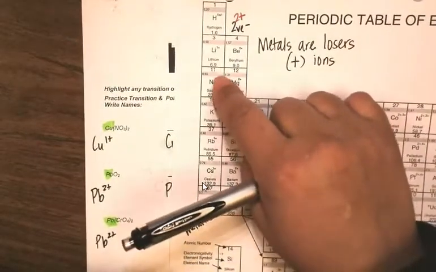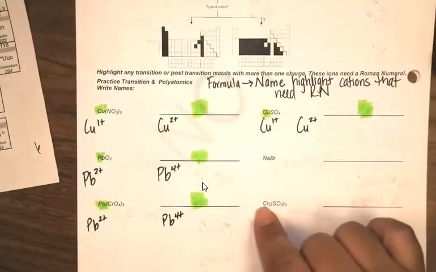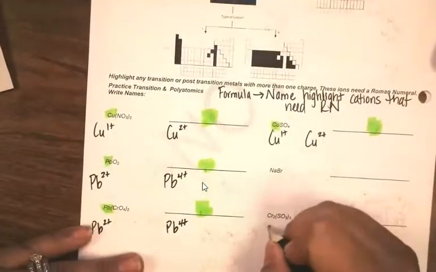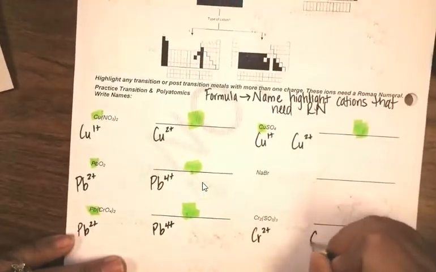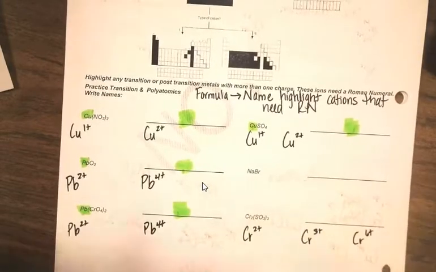Na, right? I look for Na. That's an alkali metal, only one charge. No Roman numerals. Cr, chromium, right here, can be 2 plus, 3 plus, or 6 plus. Cr can be 2 plus, Cr 3 plus, Cr 6 plus.